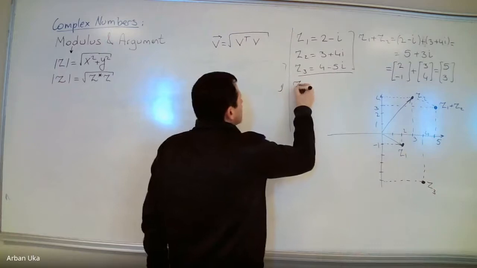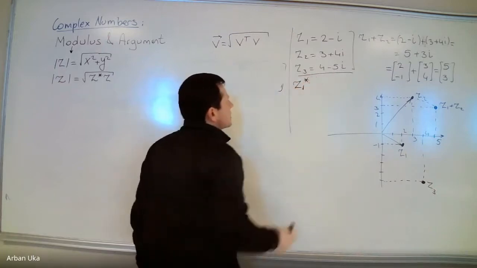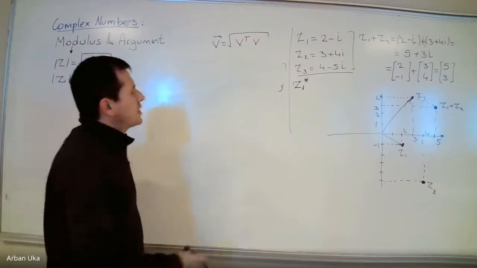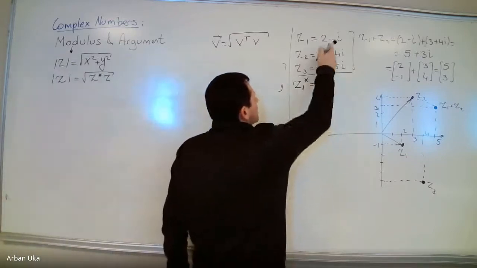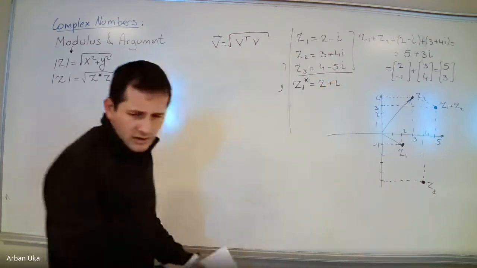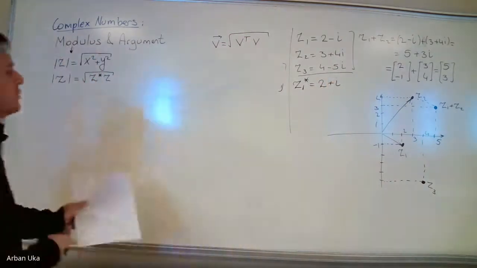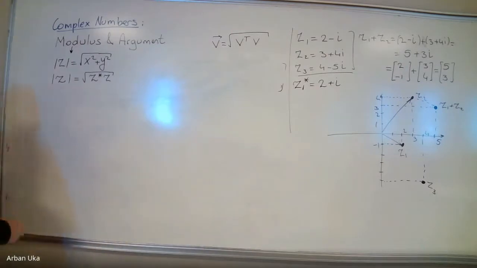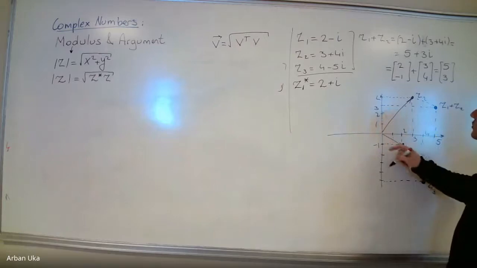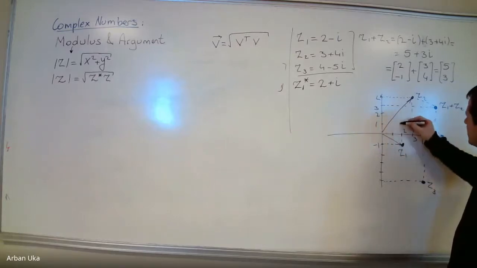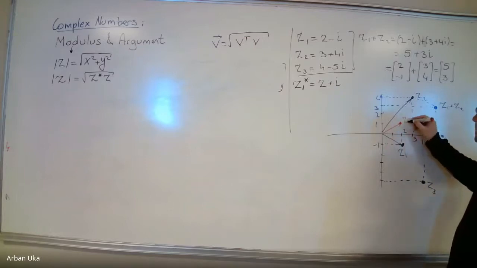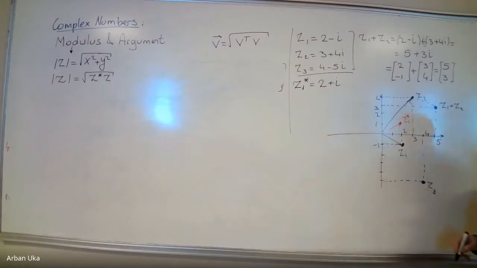So z1 complex conjugate, we denote this with a bar sign here. This is going to be, we just change the sign of the imaginary part of the complex number. It's going to be 2 plus i. Okay, so then if we are to show z1, z2, and z3 on the complex number plane, if this is z1, z1 complex conjugate is going to be at this point. So this is z1 complex conjugate.